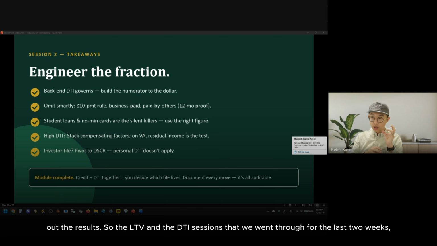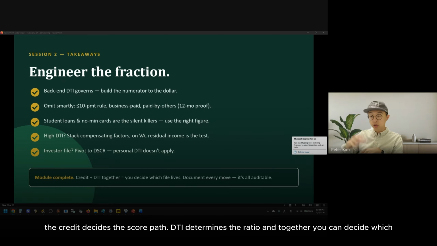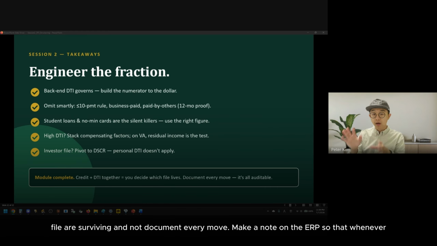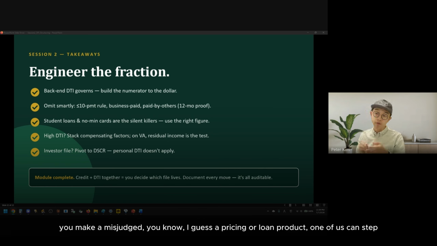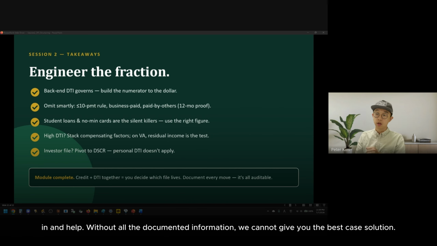The LTV and DTI sessions we went through for the last two weeks: the credit decides the score path, DTI determines the ratio, and together you can decide which files survive and which do not. Document every move and make a note in the ERP, so that whenever you misjudge a pricing or loan product, one of us can step in and help. Without all the documented information, we cannot give you the best-case solution.